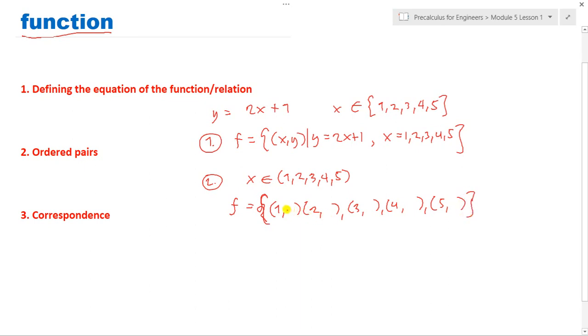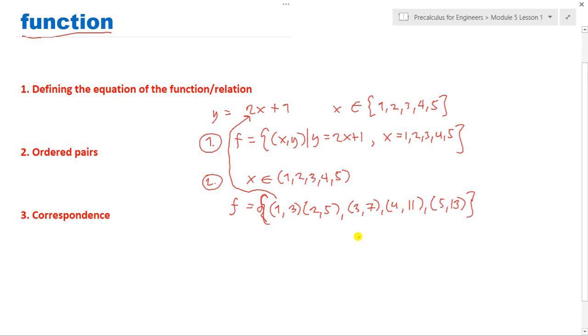So for 1, we substitute this into our equation or our function. We have 2 times 1 is 2 plus 1 is 3. Then for 2, 2 times 2 is 4 plus 1 is 5. Next is 3, 2 times 3 is 6 plus 1 is 7. As you've noticed, we have a pattern here, which is the odd numbers starting from 3. So this is 3, 5, 7, then 11 and 13. So here, we now have the ordered pairs.